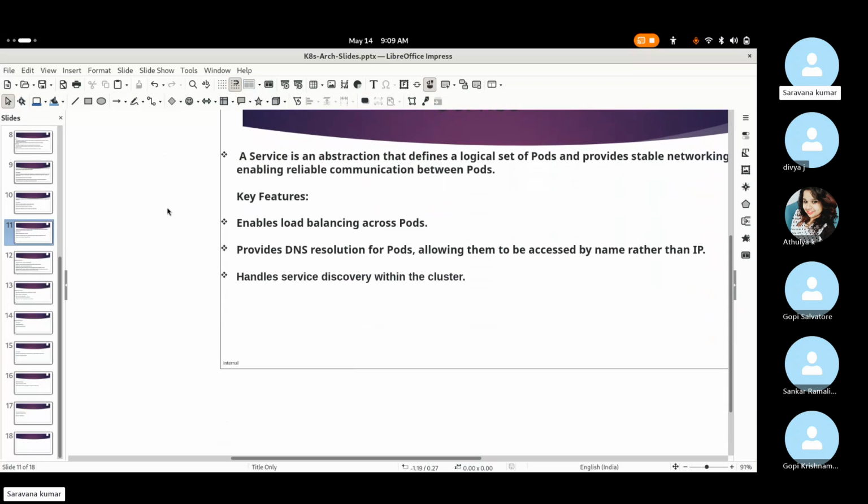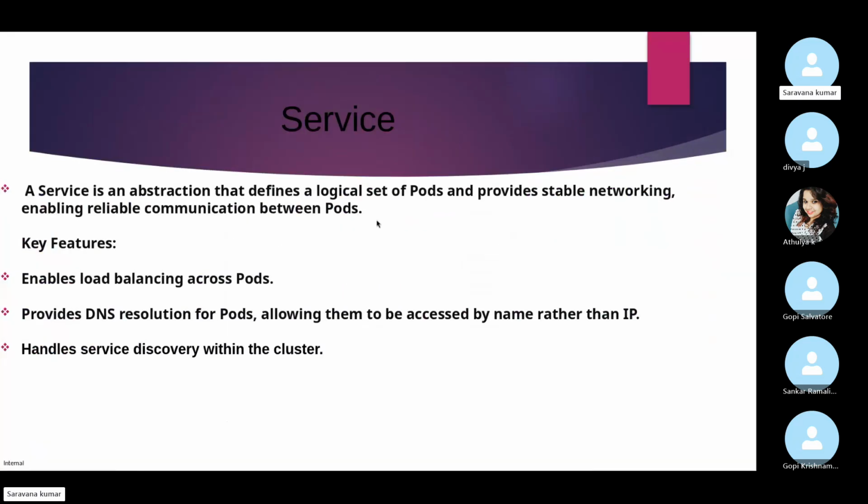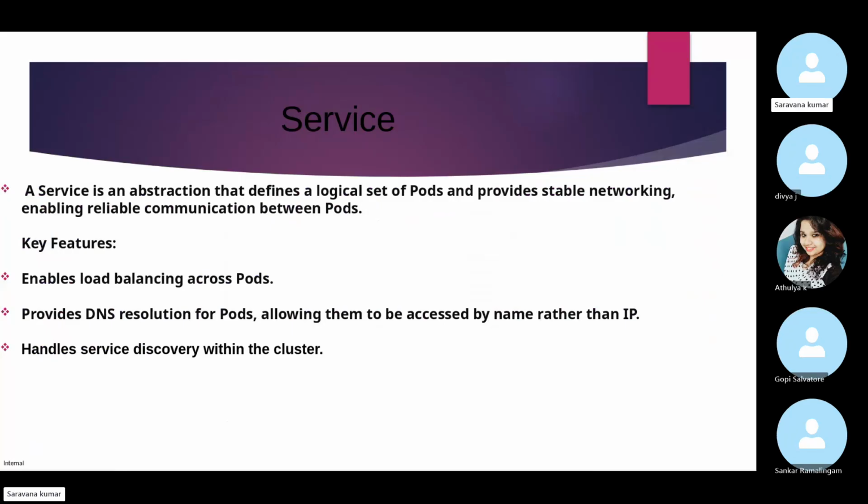A service is an abstraction that defines the logical set of pods that provide stable networking, enable reliable communication between the pods. I think we discussed it yesterday, but just to recap as well as to continue. So you need a service. See, you create a pod, you have an application, you containerize it, you have written a Dockerfile, and then you create an image out of it. You are running the container as a pod, right? So now the pod is running. You have the application running.